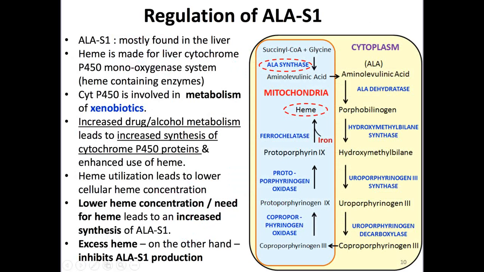How is ALAS1 regulated? ALAS1 is mostly found in the liver, and heme is made for the liver cytochrome P450 monooxygenase system, that is, heme-containing enzymes. Cytochrome P450 is involved in the metabolism of xenobiotics. Lower cellular heme utilization leads to lower cellular heme concentration, and lower heme concentration leads to increased synthesis of ALAS1. Excess heme, on the other hand, inhibits ALAS1 production.